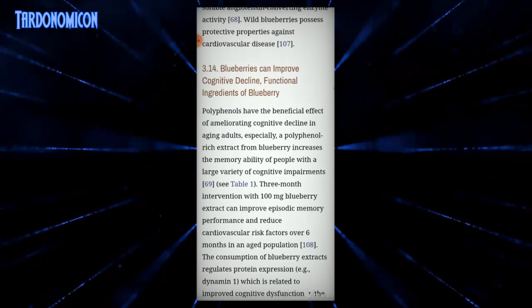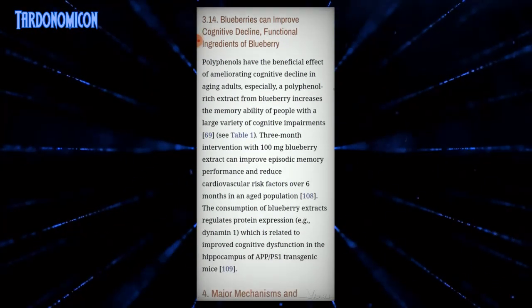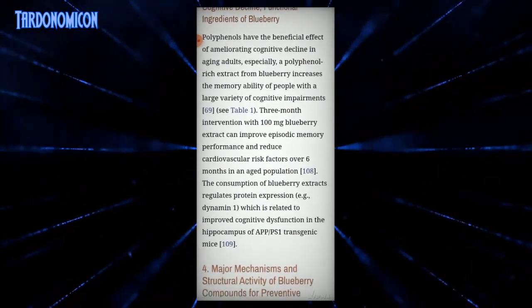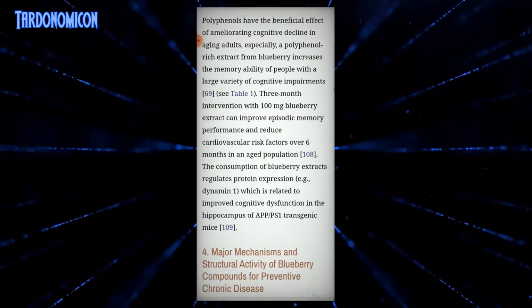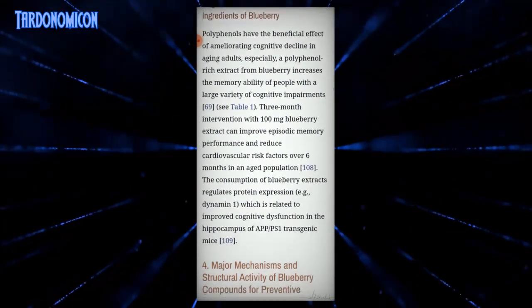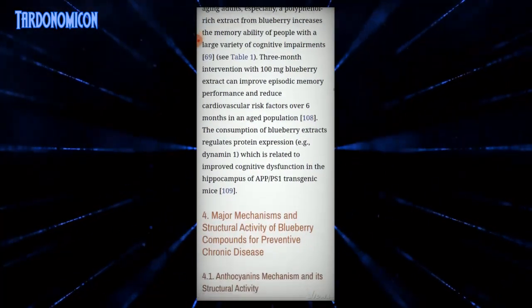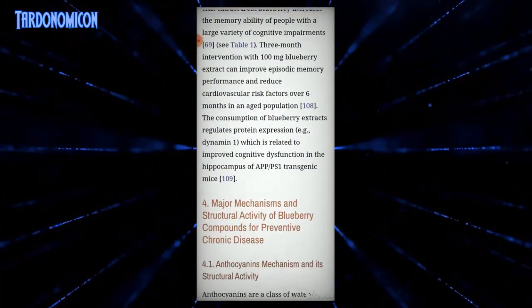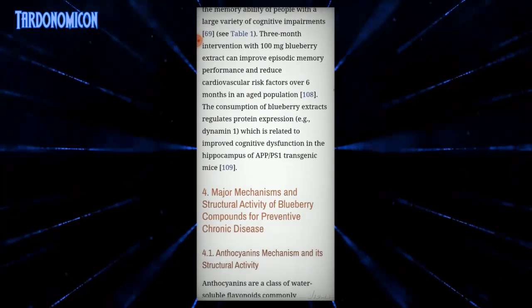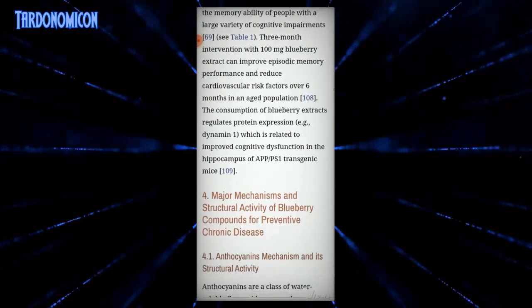Polyphenols have a beneficial effect of ameliorating cognitive decline in aging adults. Especially a polyphenol-rich extract from blueberry increases the memory ability of people with a large variety of cognitive impairments. A 3-month intervention with 100 milligrams of blueberry extract can improve episodic.